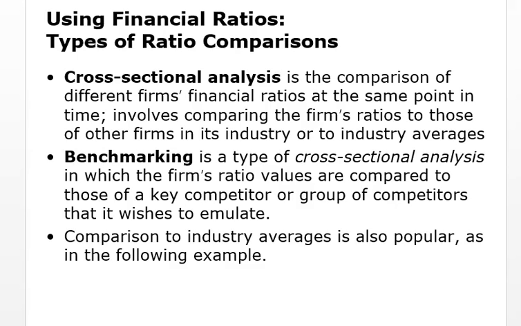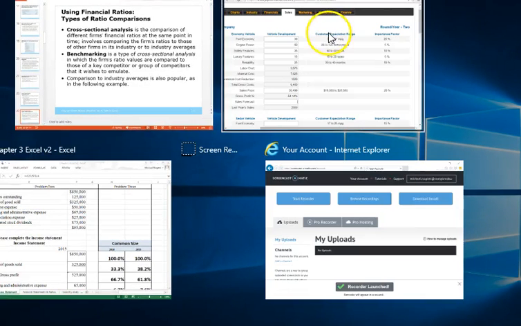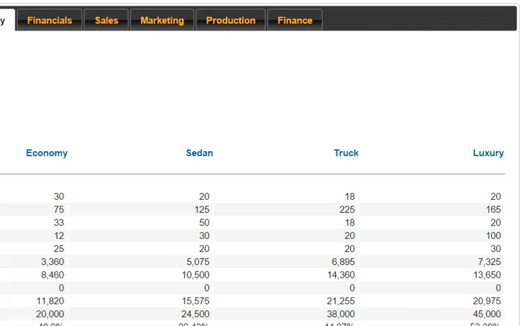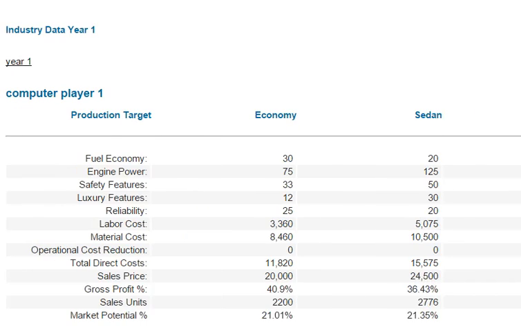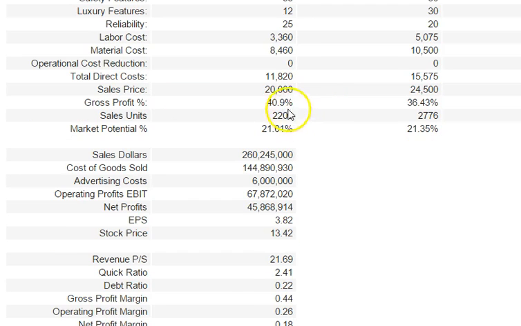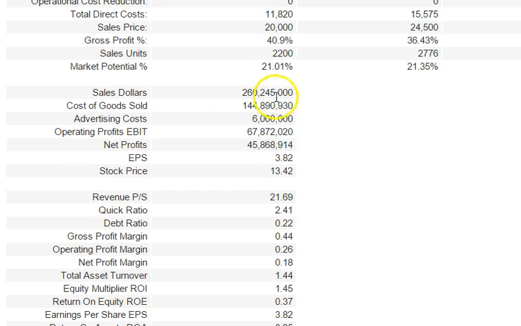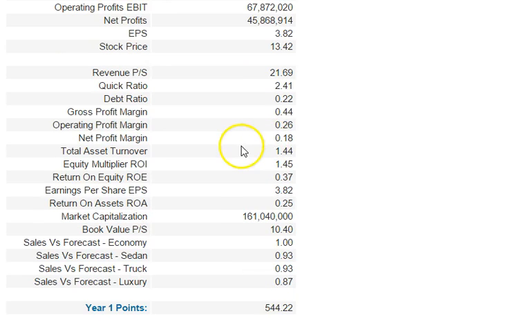All right. There's also benchmarking, where you can do a cross-sectional analysis, and then you compare the key competitors in the group to your financial ratios. This is something that you can do in the simulation. You look at the industry tab, and in here you can benchmark how you did against your competitors. So you can see how they built their vehicles, what their profit margin was, their sales, their cost of goods sold, their advertising costs, and their financial ratios. That would be an example of benchmarking.